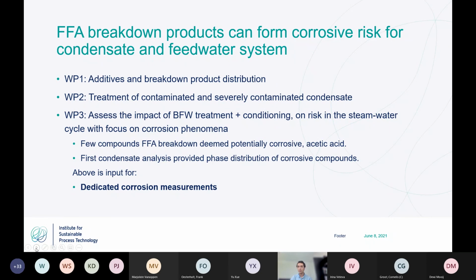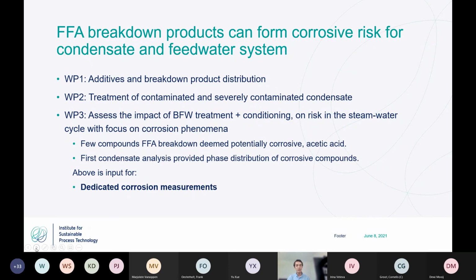So as was explained, FFA can break down in a few compounds which are acidic for the system and potentially can cause corrosion. Secondly, it was shown that these acidic corrosive compounds also distribute into the condensate, and if not treated well enough, it can re-enter the system again via the feed water.